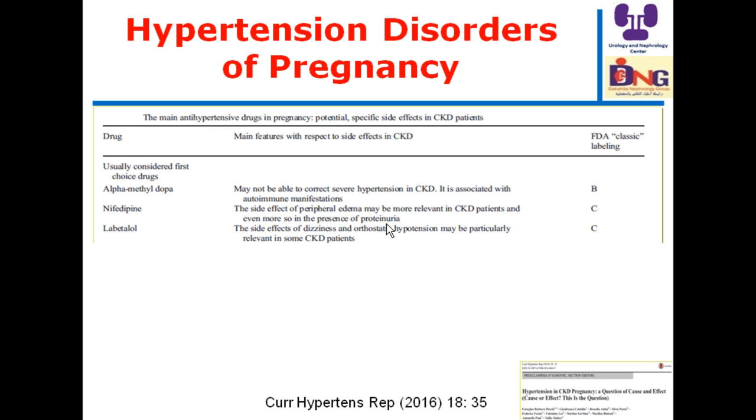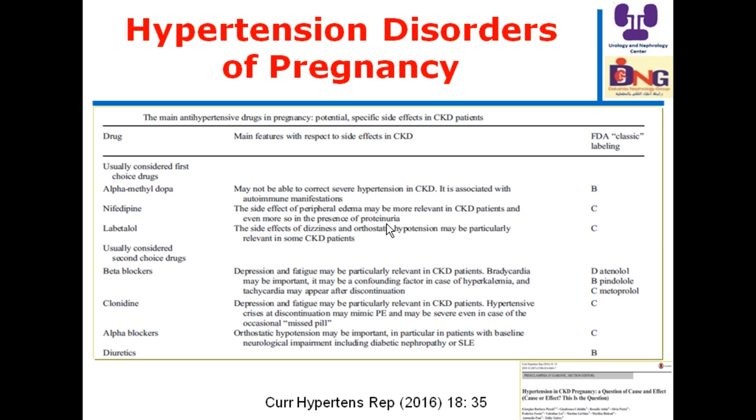Second-line choices include beta blockers. Depression and fatigue may be particularly relevant in CKD patients. Atenolol is FDA category D, pindolol B, metoprolol C. Clonidine and alpha blockers may be important for systolic hypertension, in particular in patients with baseline neurological impairments, including diabetic nephropathy.